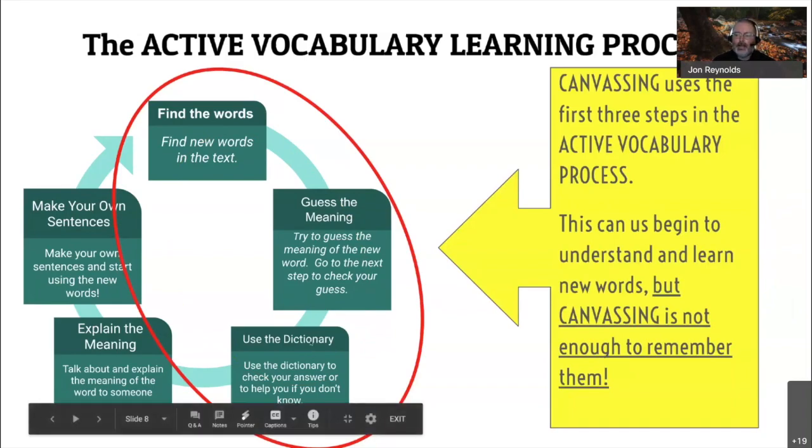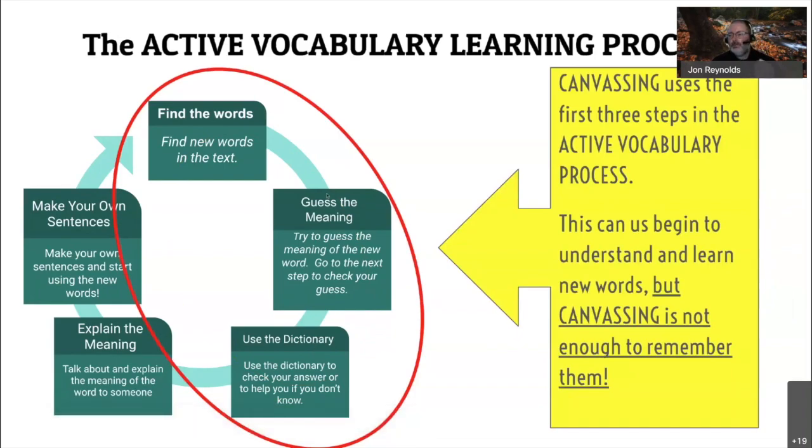But remember, I said don't put the dictionary at number 2. We're putting the dictionary at number 3 because we want to try to guess. We want to try to be active when we're reading. Now, of course, sometimes the writers don't give us enough information. Sometimes we cannot guess the meaning, and that's okay. Dictionaries are there to help us.